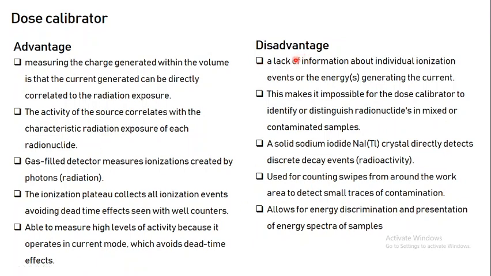If we look at the disadvantages of this, there is a lack of information about individual ionization events or the energies generating the current. This makes it impossible for the dose calibrator to identify or distinguish radionuclides in mixtures or contaminated samples. So there is no particular type of distinction.